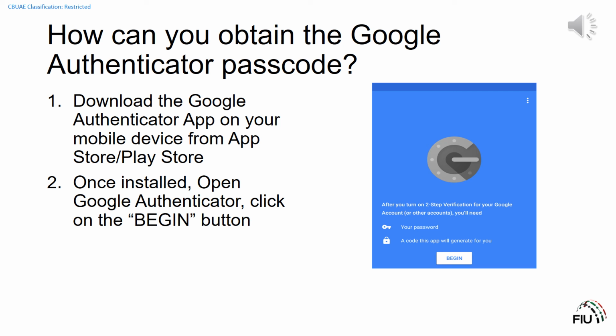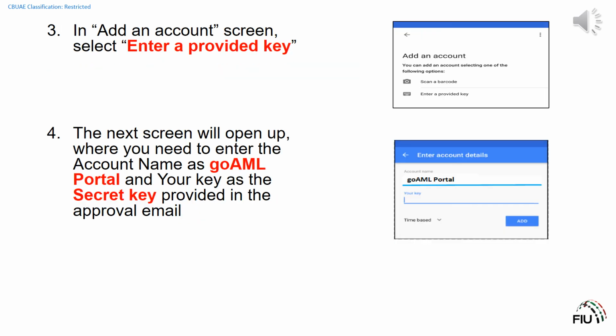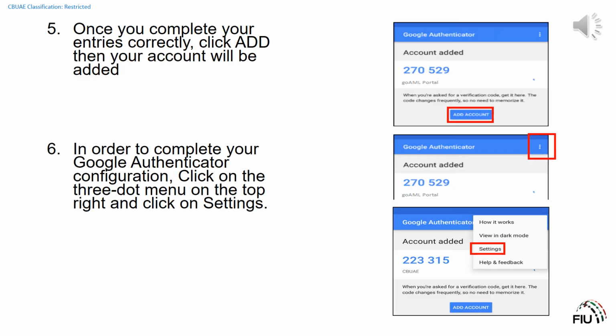How can you obtain the Google Authenticator passcode? Download the Google Authenticator application on your mobile device from the App Store or the Play Store. Once installed, please open the Google Authenticator application and click on the Begin button to proceed. In Add an Account screen, please select Enter a provided key. The next screen will open up where you need to enter the account name as GoAML Portal and your key as the secret key provided in the approval email. Once you complete your entries correctly, click Add, then your account will be added.